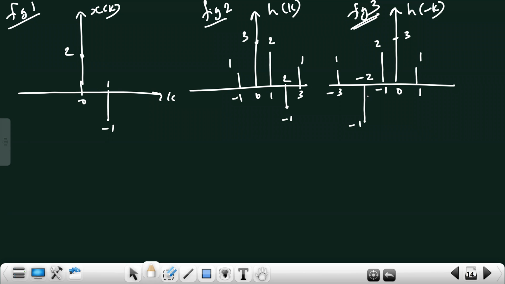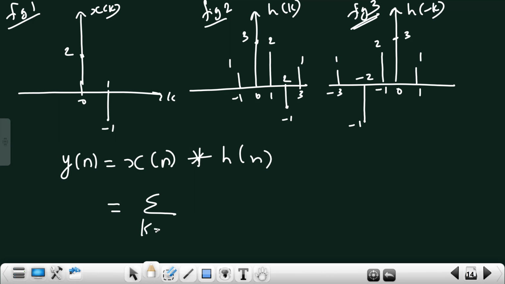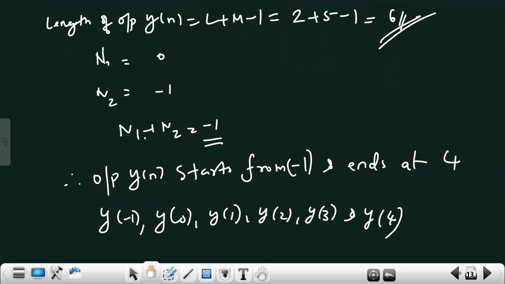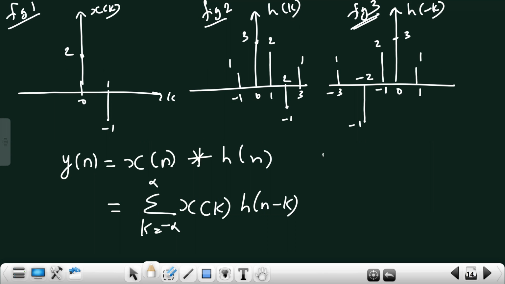Okay, now write the output equation y of n, the convolution equation. Y of n is nothing but x of n convolution h of n. X of n is your input and h of n is your impulse response. As per the theory, y of n is nothing but the weighted sum of shifted impulse response. X of k is your weight and h of n minus k is your shifted impulse response. I told you we need to start from minus 1 and end at 4. So first we will find the output at minus 1.